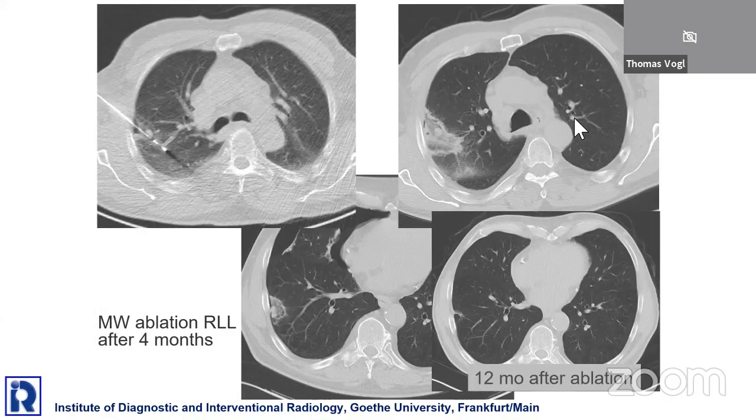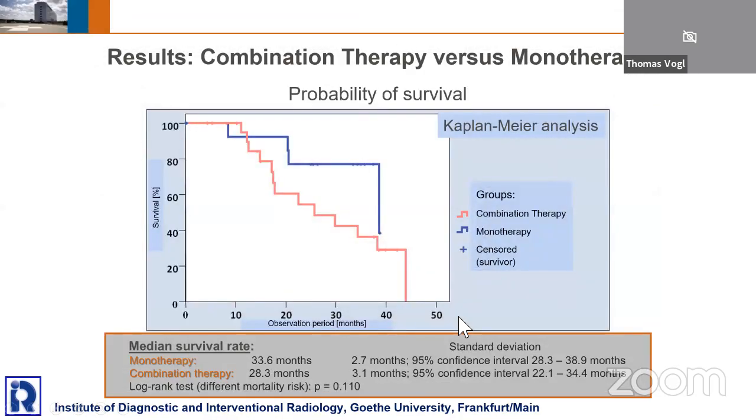Here you see we did it with the microwave ablation. You see the ablation lesion itself. 12 months after ablation, we see a little bulla, which is shown here in the little surrounding structures along this part of the metastasis in the lung. So combined therapies might show some probability of survival.